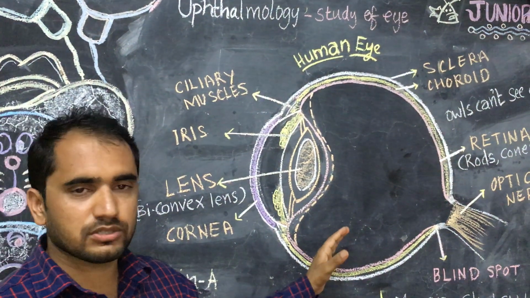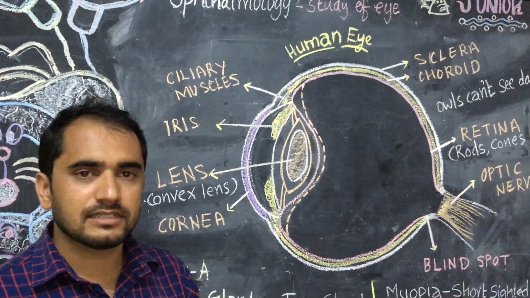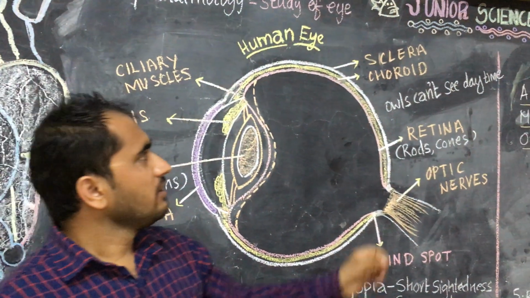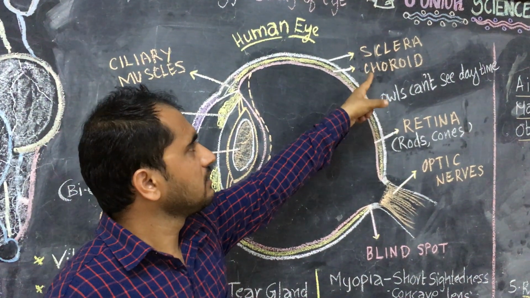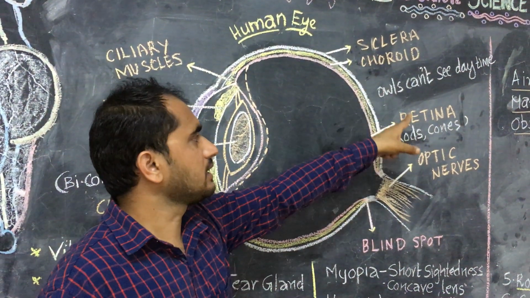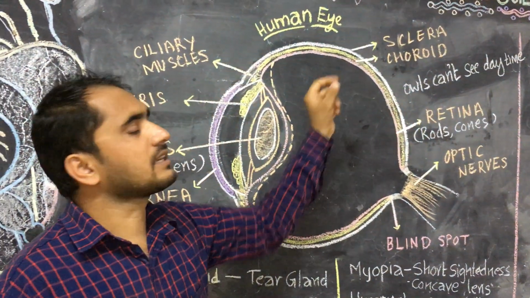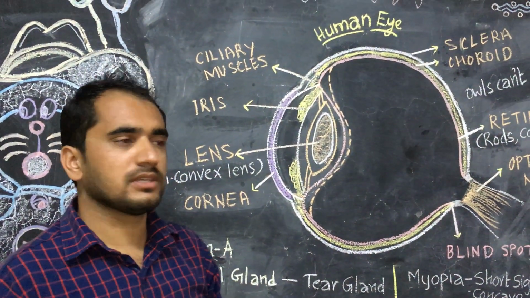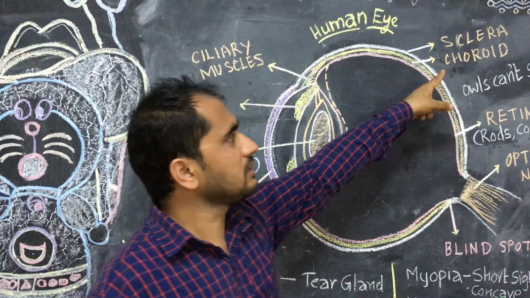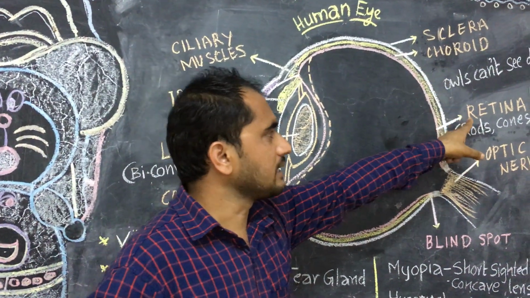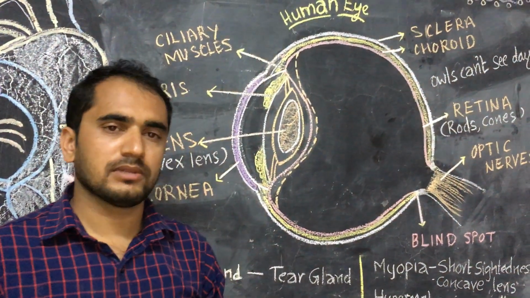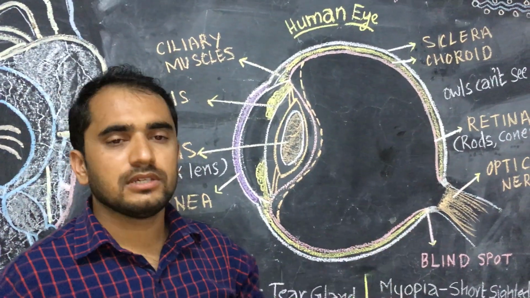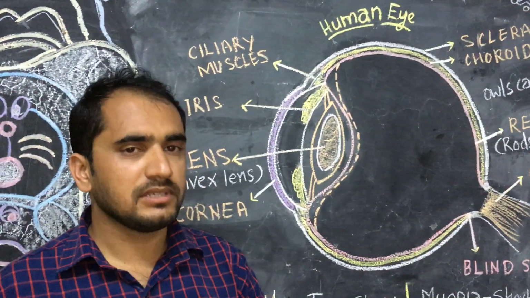When we talk about the structure of the eye, there are mainly three layers in the eye. First is the sclera, second is the choroid and third is the retina. Sclera is the outermost layer of the eye, choroid is the middle layer of the eye, and retina is the innermost layer of the eye. Retina is also the site for image formation.